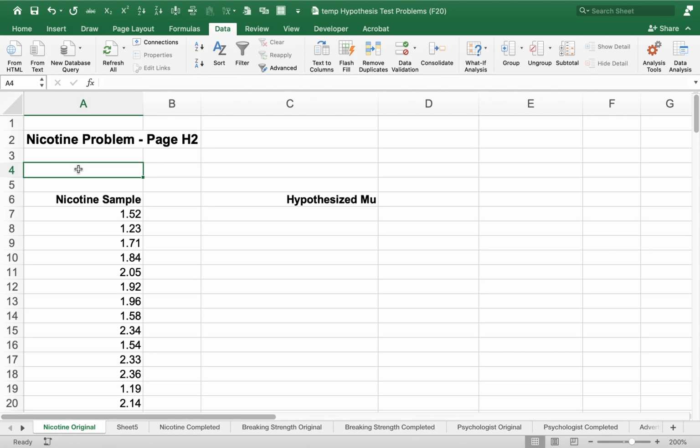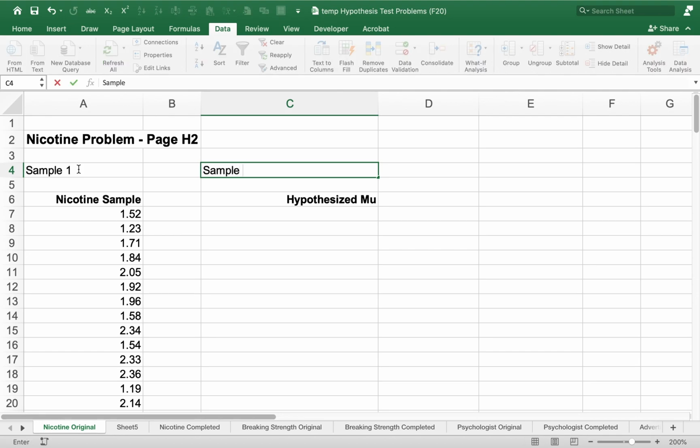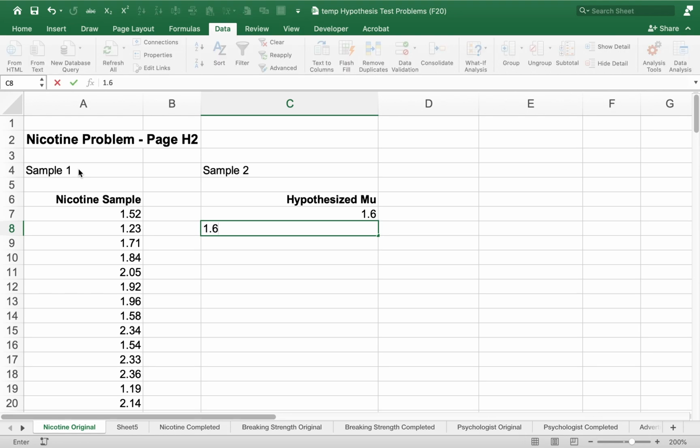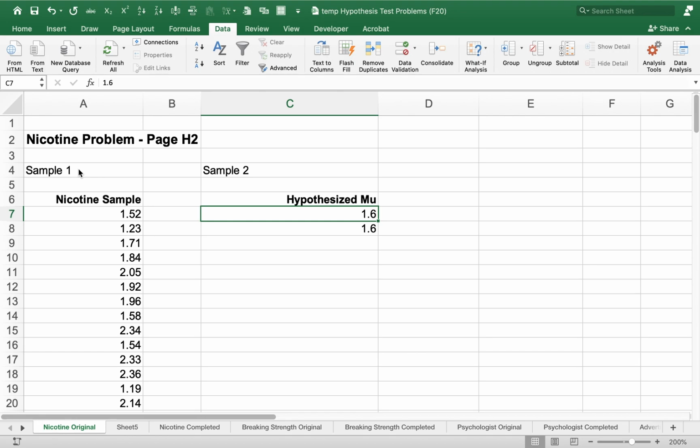What I'm going to do here is, this is my first sample. So let's call that sample number 1. Of course, you don't have to type this out here, but I want to show you where we're going here. This is going to be sample number 2. And what it is, it's the hypothesized mean twice. You need two values in order for it to be able to calculate a standard deviation of those two. So that 1.6 is the value which is in H0. And so you put that down twice.